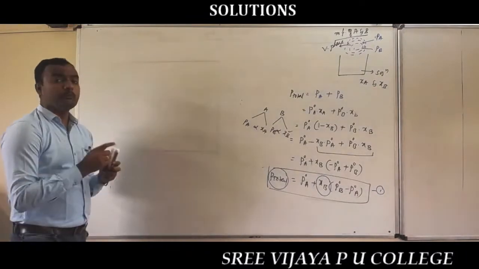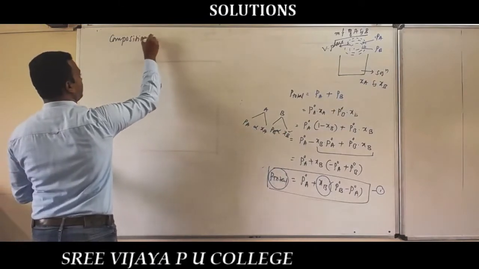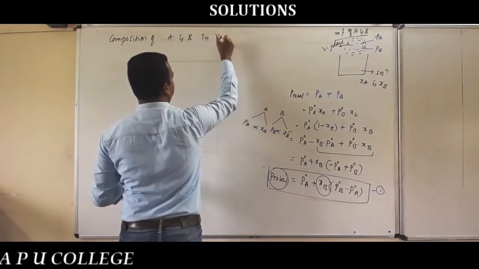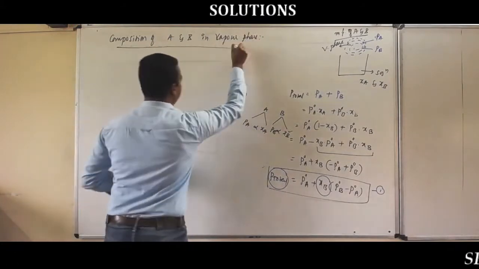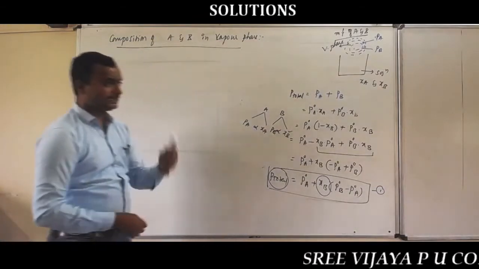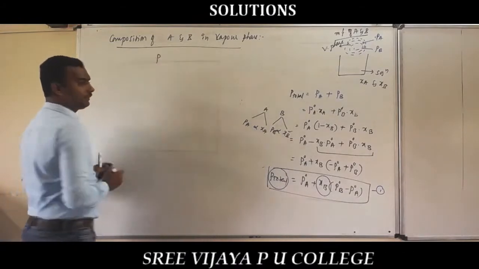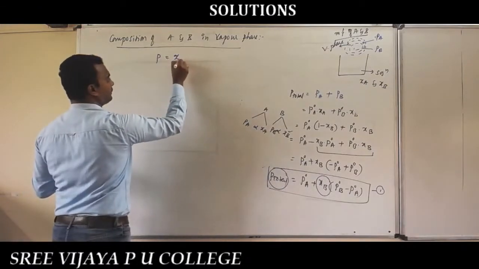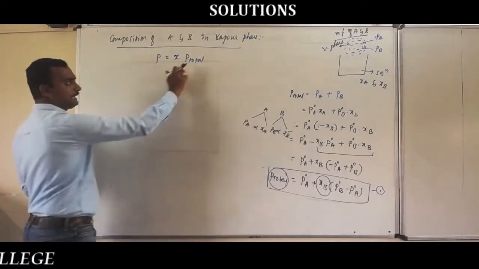How to calculate the mole fractions or composition of components A and B in vapor phase? In vapor phase problems, particularly, they ask to calculate the mole fraction of components in vapor phase. That can be calculated by using Dalton's law. According to Dalton's law of partial pressure, the partial pressure of any component is equal to the mole fraction of the component into P total.